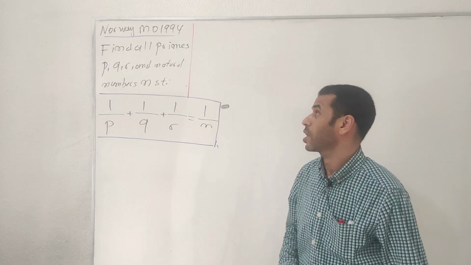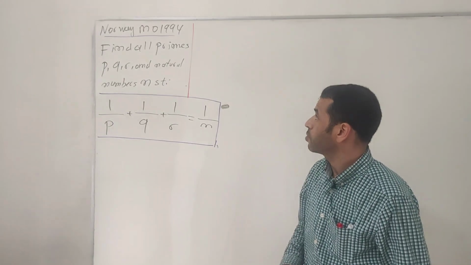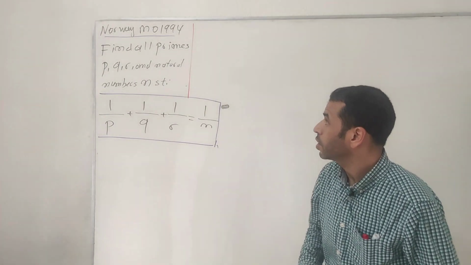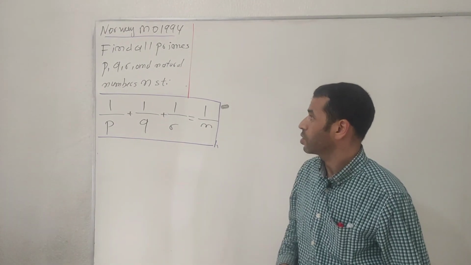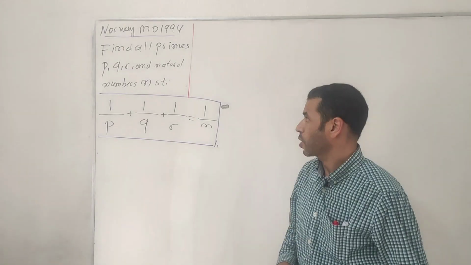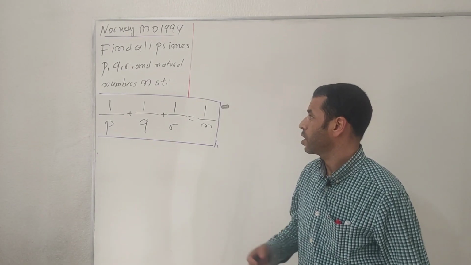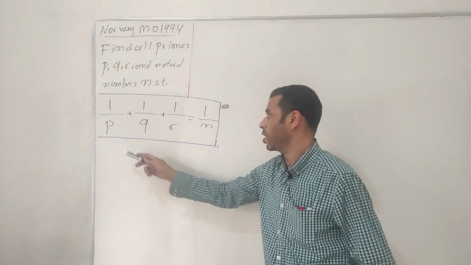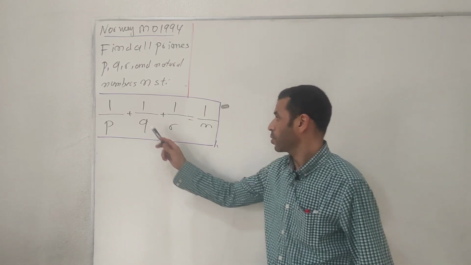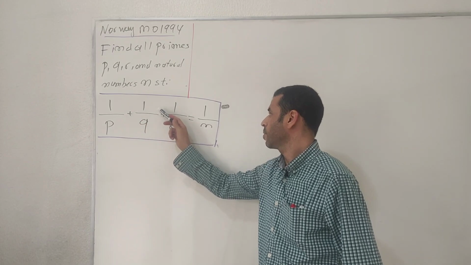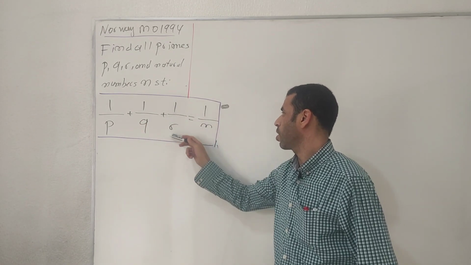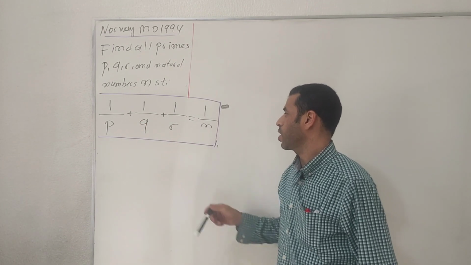In today's video, here is a nice problem of Norway Mathematical Olympiad edition 1994. Here is the following statement. It says find all primes p, q, r as prime numbers and natural number n that satisfy the following equation. We have the reciprocal of p, a prime, plus the reciprocal of q plus the reciprocal of r equals the reciprocal of n, a natural number.